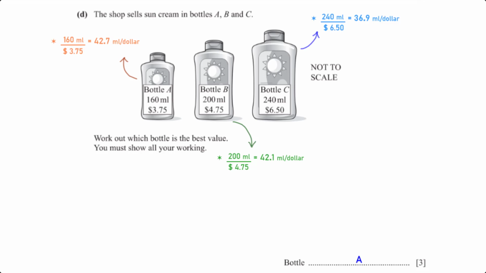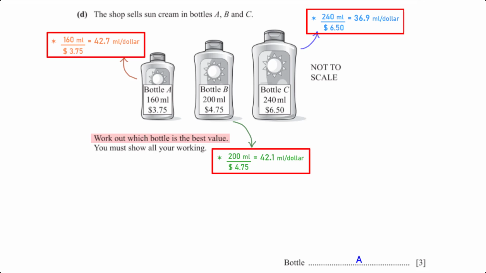The shop sells sun cream in bottles A, B, and C. Work out which bottle is the best value. You must show all your working. First, we divide the volume of cream in each bottle by the cost of the bottle. From the results, we see that bottle A has the highest volume for each dollar paid, so this gives us the best value.